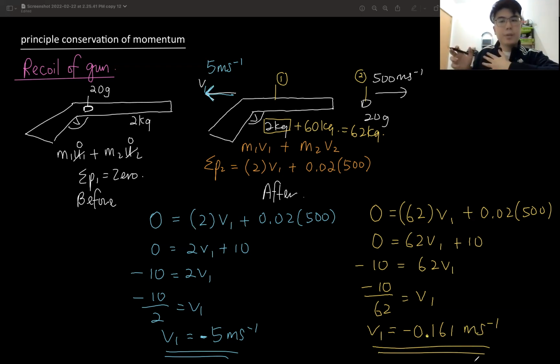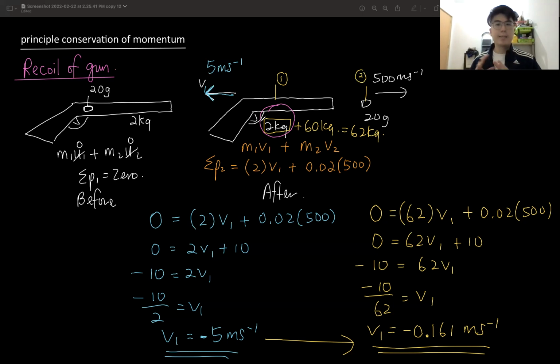You see, a simple action. By pressing against your chest, you have reduced the recoil velocity from 5 down to how many? 0.161, which is very small. So the recoil is not as hard. It's only a little bit of recoil. So what we have done here is increase the mass of the system, increase the mass of the gun. This is an example, again, of the principle of conservation of momentum.